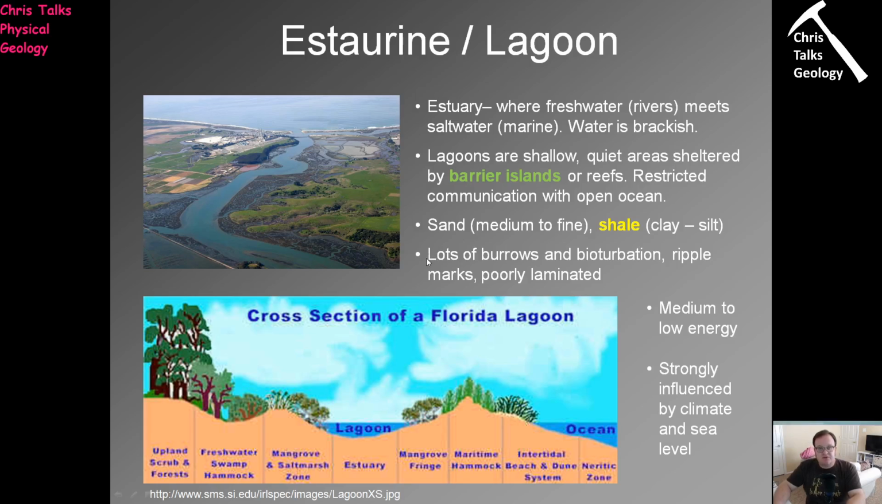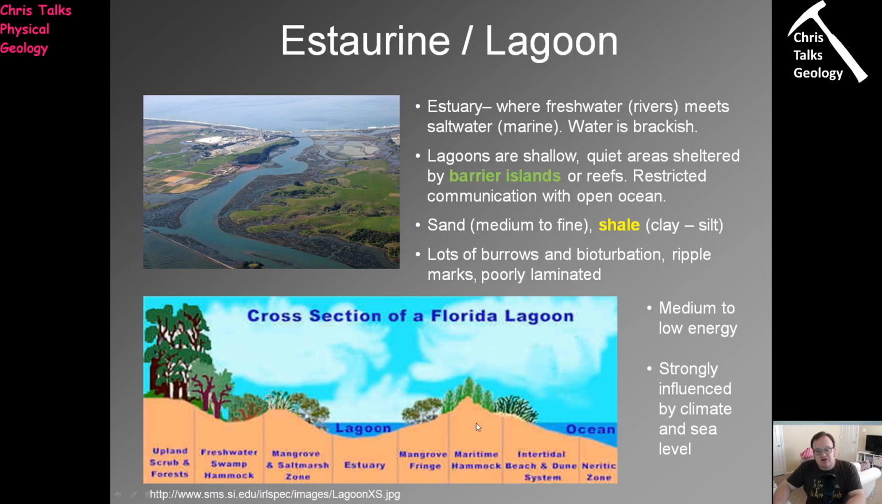Okay, so those were deltas. Now let's think about estuaries and lagoons. So an estuary is like a delta formed where a river meets the sea or a large body of water. Now the water in these estuary areas is typically brackish, so relatively slow, relatively gentle.